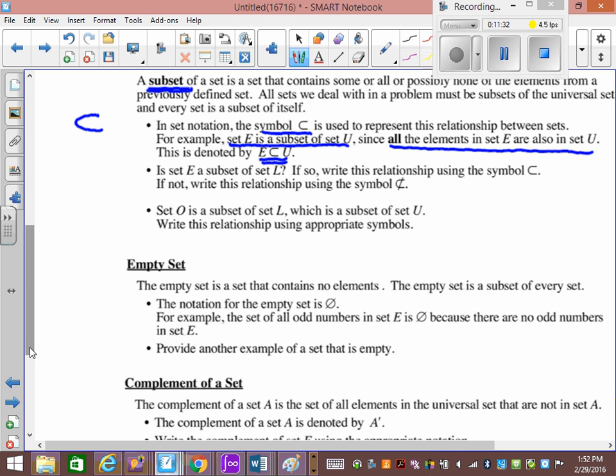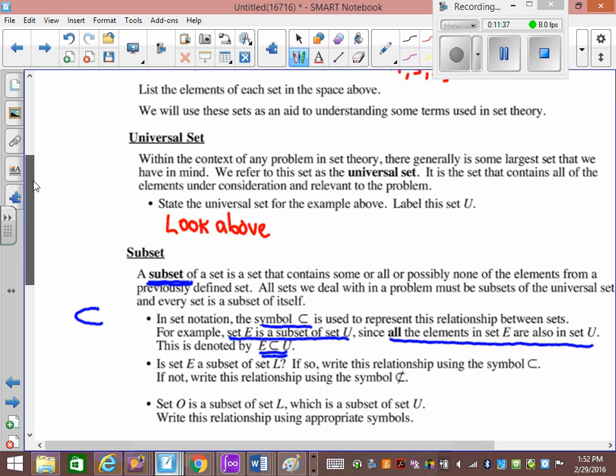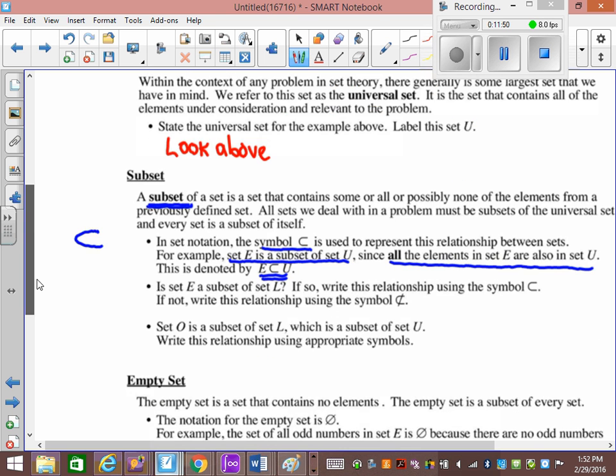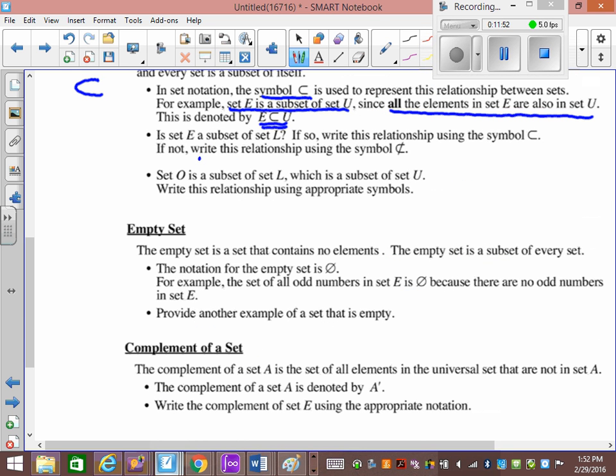Is set E a subset of set L? Is everything in E found in L? No. E has 2, 4, 6, and 8. L has 2, 4, 6, but not 8. So no. It's not a subset. That is an E, it does not look like an E, but it's supposed to be one. E is not a subset of L.